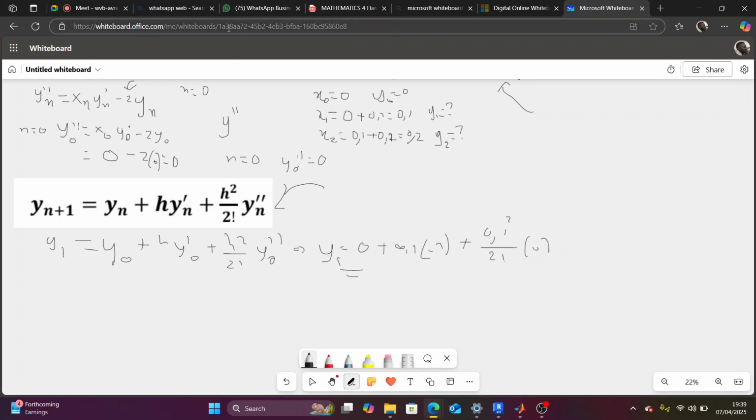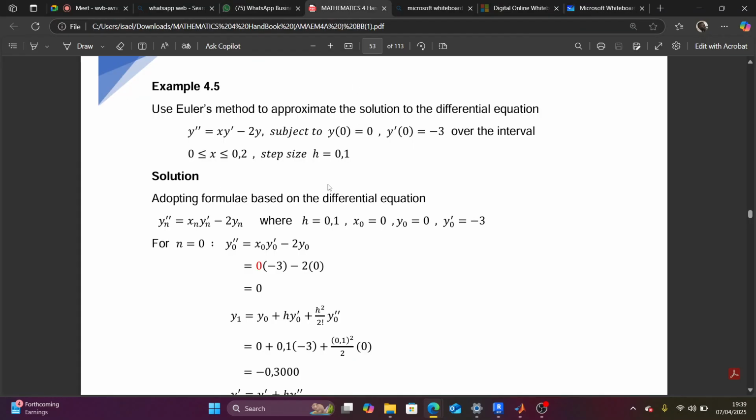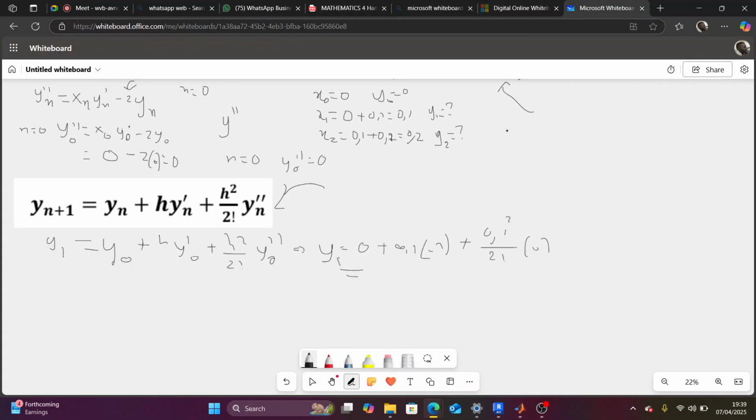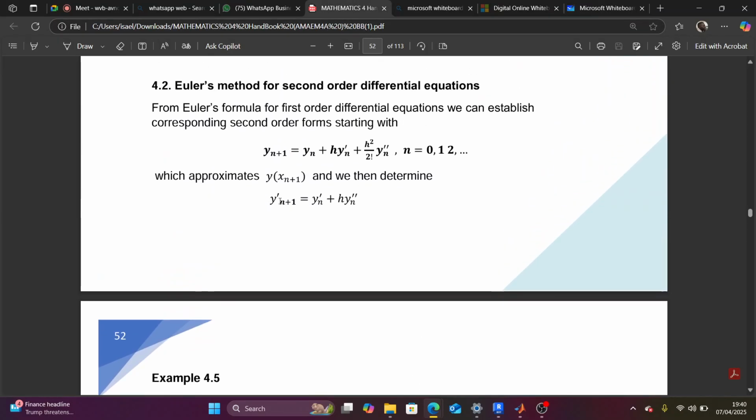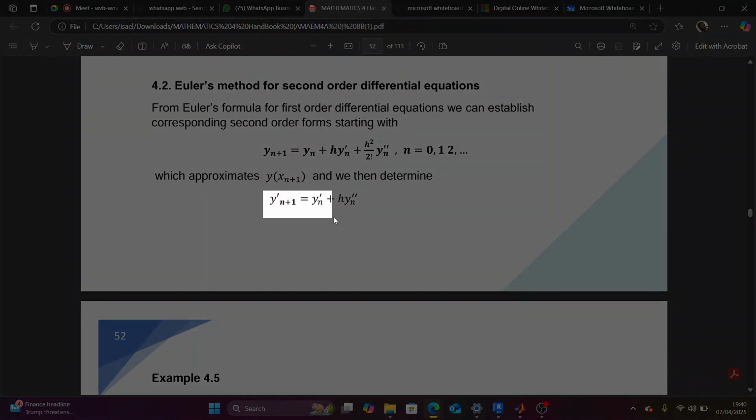Now, what do we do here? Let me just copy the answer. They got minus 0.3. Now, for the other guy, what is the formula? Here's the formula. Let me print it as well. Let me use the technology.